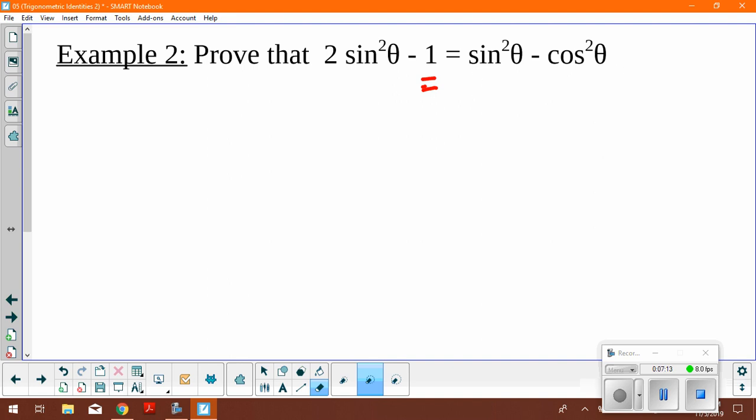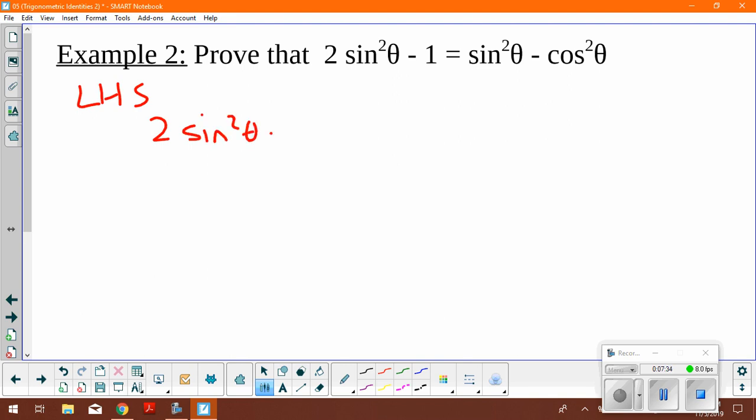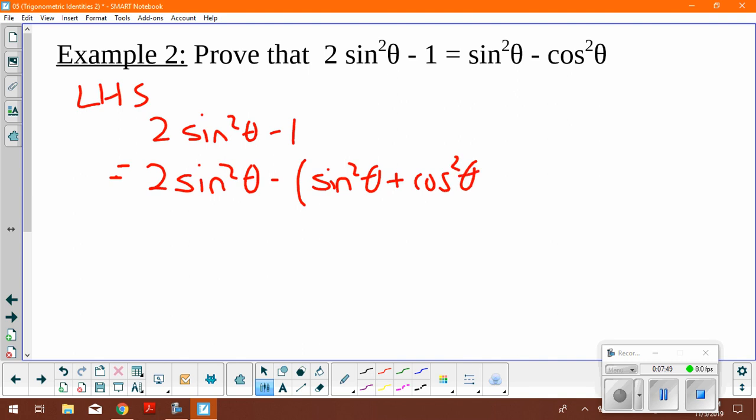So we know one of our identities involves a 1, right? That sine squared plus cos squared equals 1. So that's going to be a possible starting point here. I need to see cosine. I don't currently have it, but I can get it from the 1. So on the left-hand side, we start with our 2 sine squared theta minus 1. I know one of my identities says that 1 is equal to sine squared theta plus cos squared theta.